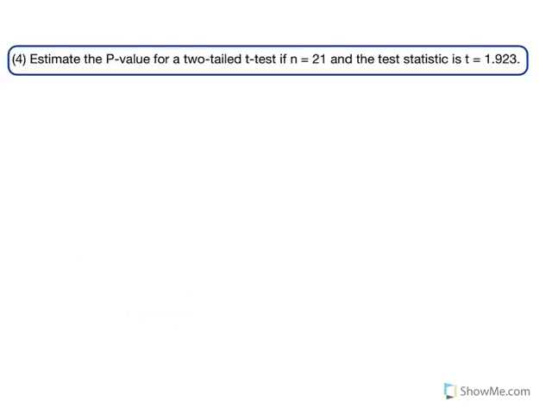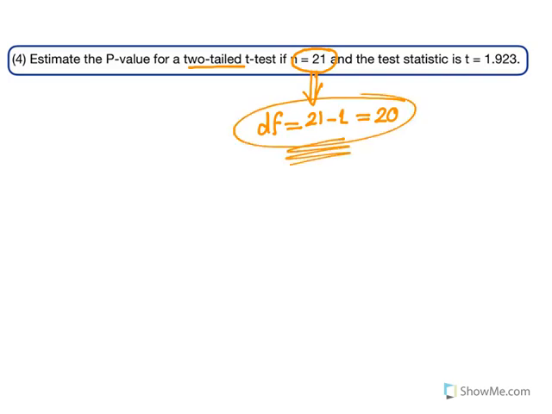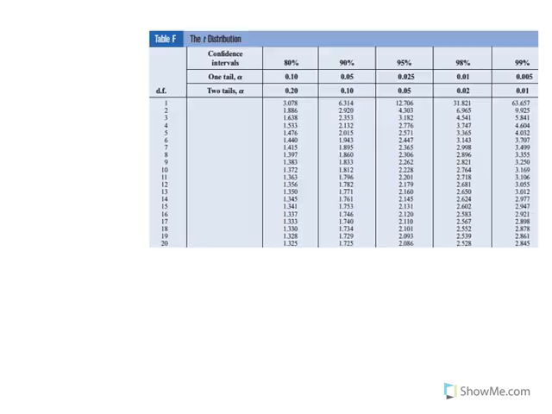So here, estimate the p-value for, again, a two-tailed t-test. We have n is 21. Immediately I want to say this means that the degrees of freedom is 21 minus 1, which is 20. So this is very important. So we know which row in the t-table to look at, and they gave us the t. It's 1.923. So here I will immediately say that t was 1.923, and it's again a two-tailed test, and n is 21, so df is 20, the degrees of freedom.